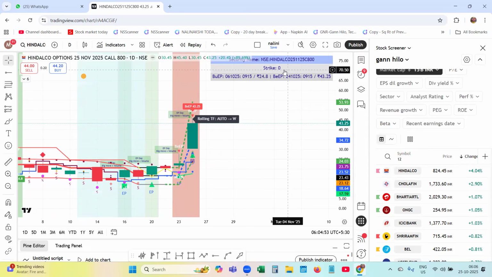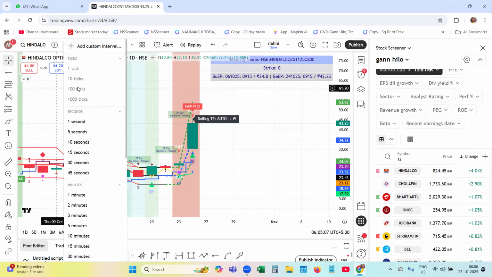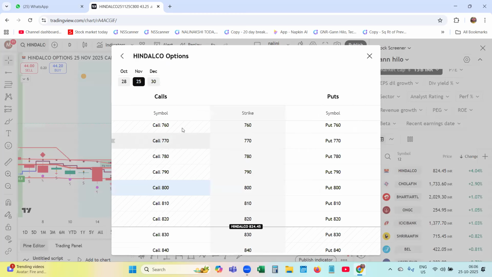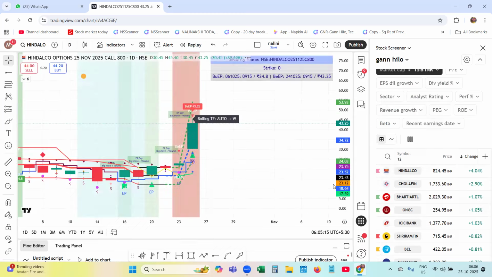So it is not showing any strike price. So when it is not showing any strike price, then it is neutral. But it is an alert. Okay. Let me go to the same put option, 800 put option.